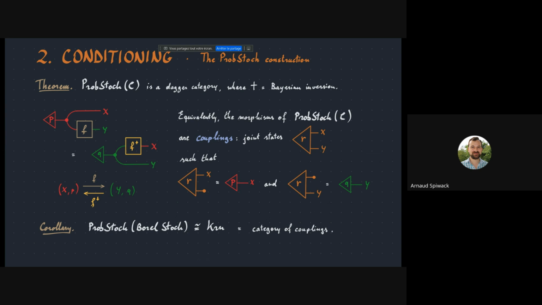This category is a dagger category, where the dagger is the Bayesian inversion. I'll explain in a moment what I mean by that. In particular, you can prove, again, just by doing string diagrams, that this category is equivalent to a category of couplings.